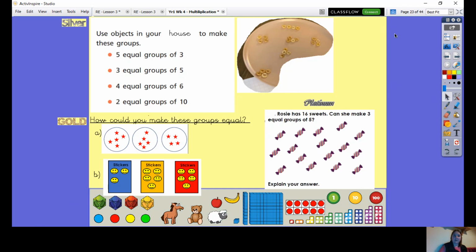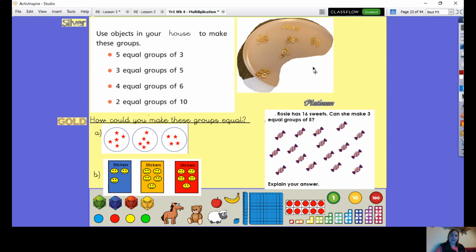Okay, so what I want you to do, the silver is practical. In your house, I want you to make these groups. Now, I borrowed this from another child. Actually, our year 2s did something very similar, and I think this child has used some Cheerios or something, or you could use Lego bricks. So what you need to do is make 5 equal groups of 3. This is showing 1, 2, 3, 4, 5, 6. This is showing 6 equal groups of 4. There's 4 in each one of those. Okay, so that's what it is.